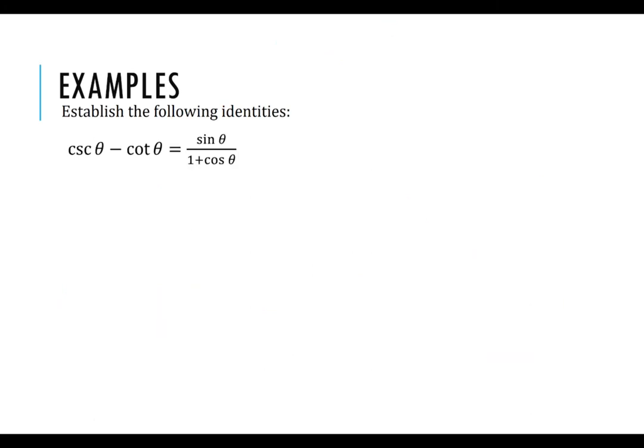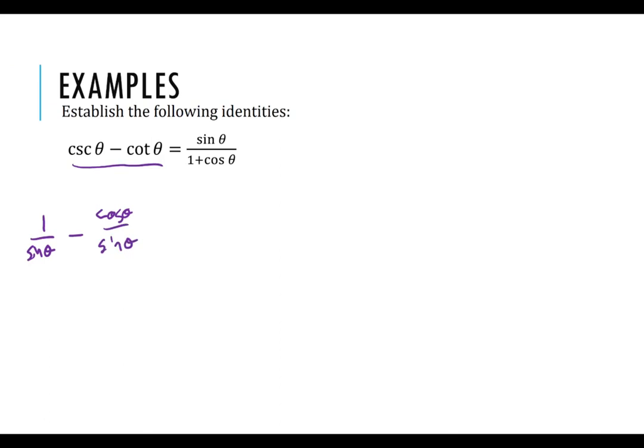Let's try it again. I have cosecant of theta minus cotangent of theta is equal to sine theta divided by 1 plus cosine of theta. Now, at this point, which one's more complicated is really a matter of preference, but in general, I believe that having the addition or the subtraction is the more complicated one versus the sine of theta divided by 1 plus cosine of theta. And so my preference is going to be start with cosecant of theta minus cotangent of theta and write it in terms of sine and cosine. And so cosecant of theta, that's going to be 1 divided by sine of theta, minus cotangent of theta, that's going to be cosine of theta divided by sine of theta.